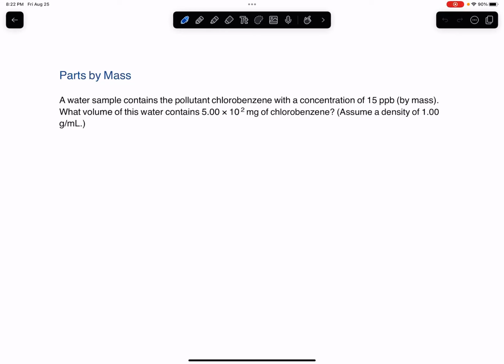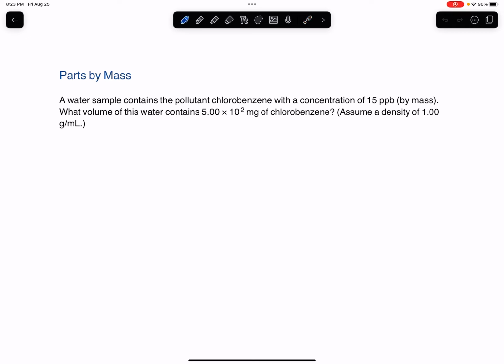Hello. So in this problem, we're going to take a look at how to do a problem using parts by mass. The problem reads that a water sample contains the pollutant chlorobenzene with a concentration of 15 parts per billion by mass. What volume of this water contains 5.00 times 10 to the power 2 milligrams of chlorobenzene? And they've also given you the density of the solution.